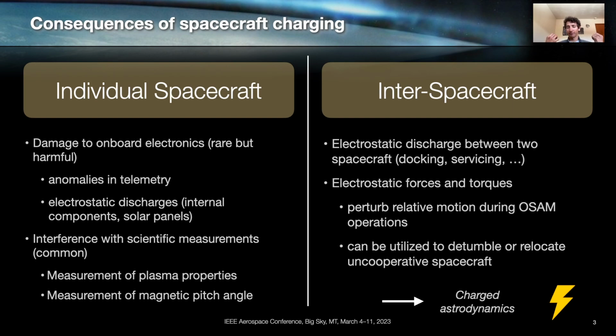If you have two spacecraft that are charged and in close proximity, they exert forces and torques on each other that can perturb the relative motion between those two spacecraft, and also can cause an uncooperative target or uncooperative spacecraft to start tumbling. In general, we refer to this area of research as charged astrodynamics.